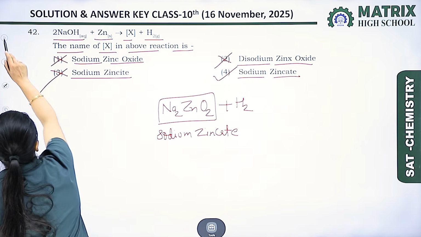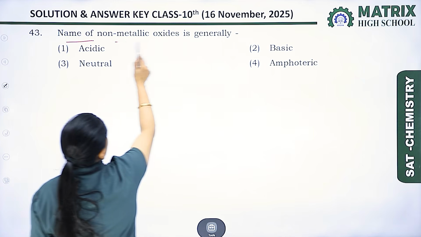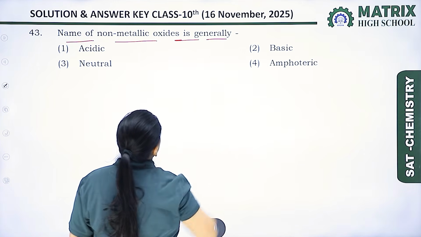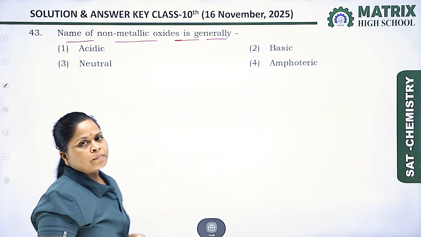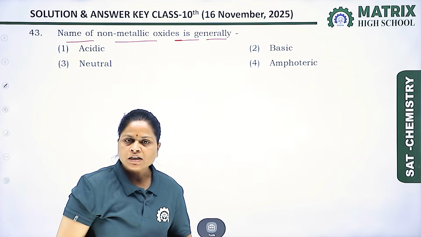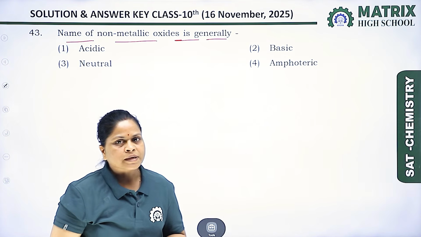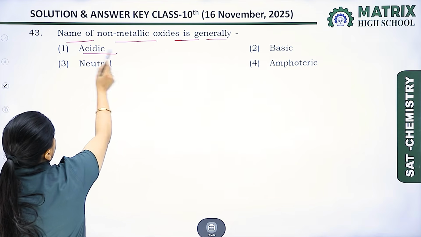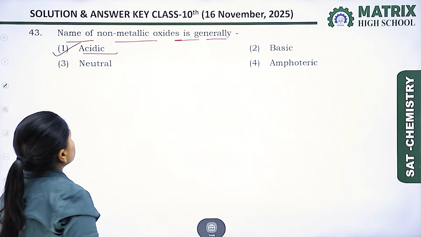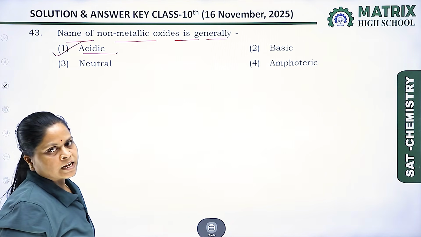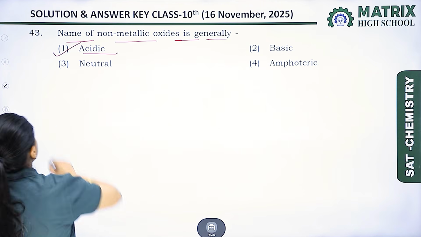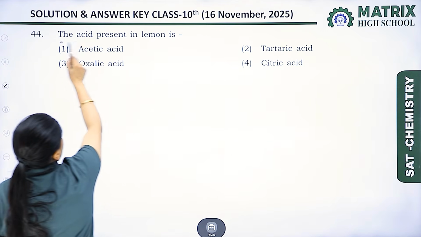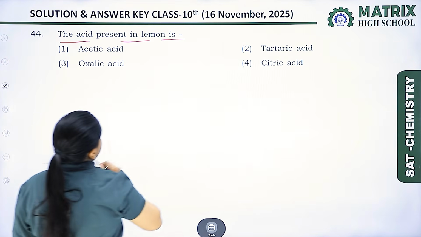Now the next question is, the nature of non-metallic oxide is generally. As we know that non-metallic oxides are acidic in nature and metallic oxides are basic. Let's discuss the options. Option 1 is acidic and it becomes the correct option for question number 43, and that is acidic.